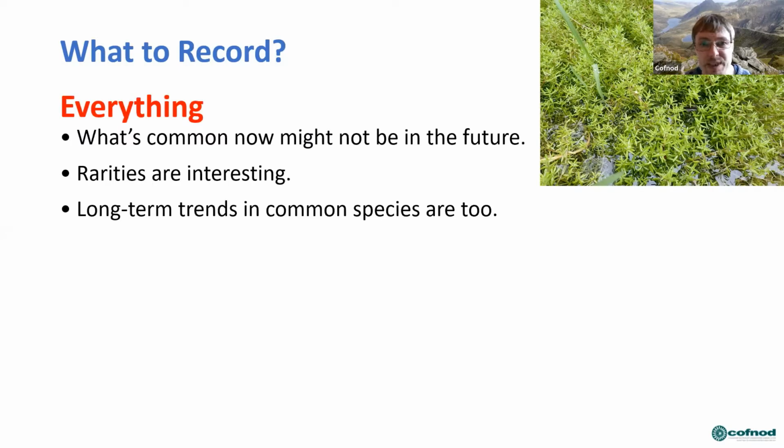So there's things that are common now that may not be common in the future. So don't assume that we don't want records of common things, because common things now may not be in the future. Things can change. Rarities are always interesting, things outside of the range that you've not heard of. And yeah, getting that long-term trend information is good as well. So how are things faring? Maybe with climate change, we're getting winners and losers. Some species will be expanding, some species will be contracting.